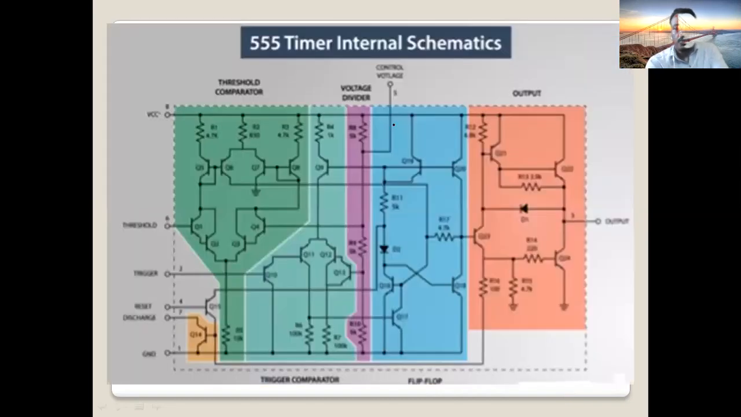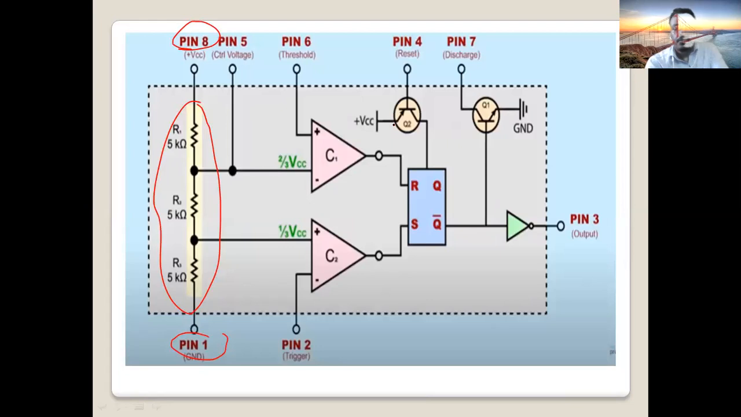So where does it go? It goes from pin 8 here, connected to this resistor. How much? A 5 kilo-ohm resistor, then another 5 kilo-ohm resistor in series, and another 5 kilo-ohm resistor in series. So these three resistors, all 5 kilo-ohm, are connected in series from pin 8, which is our battery, up to pin 1, our ground.